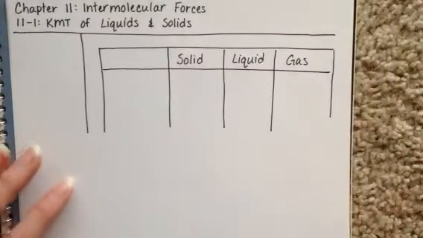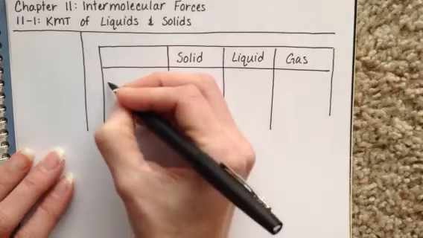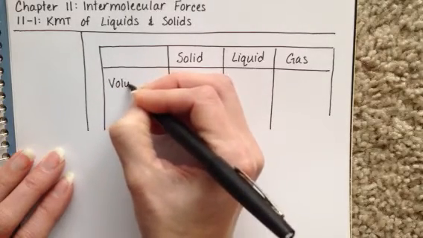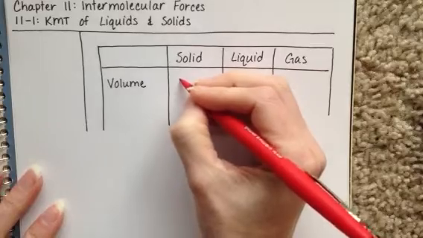We're going to be comparing solids and liquids and gases in 5 different areas. First thing that we're going to look at is the volume of a solid, a liquid, and a gas, and this is something that you learned in 161. For solids and liquids, we say that the volume is fixed.